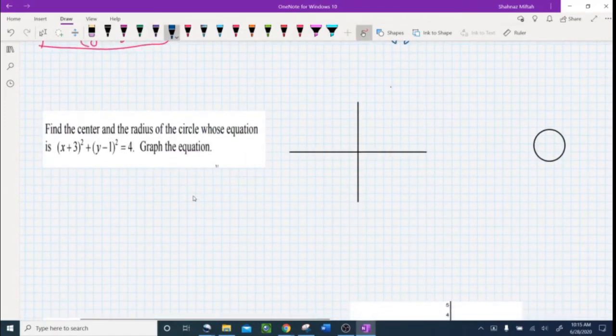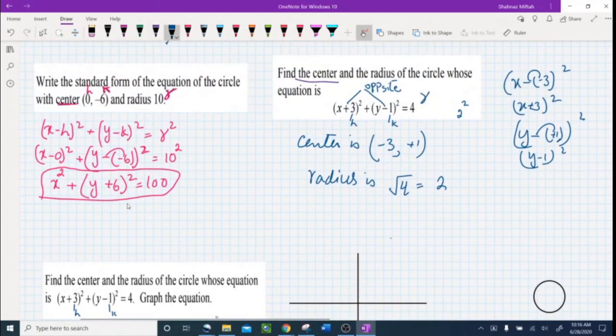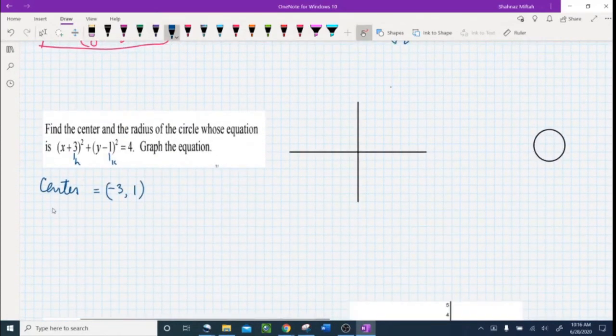Find the center and radius of the circle whose equation is (x + 3) squared plus (y - 1) squared equals 4, and then graph the equation, right? So let's do that. Find the center and radius of the circle. So what is the center of the circle? Let's try that one. The center, you know that's h, you know that's k, and we go opposite of the sign, so it's going to be (-3, 1), right? And what is the radius? It's already been squared, so that's 2, right?